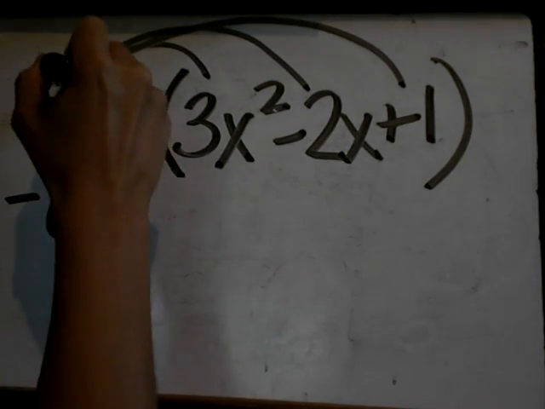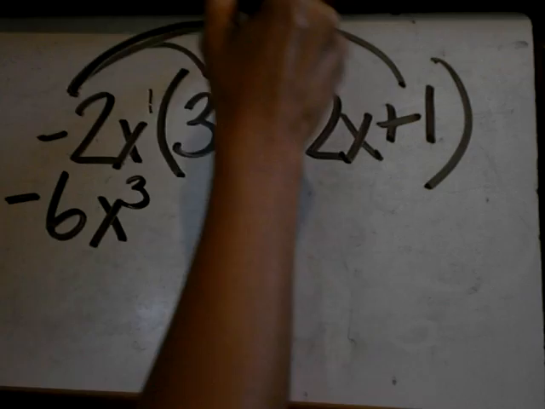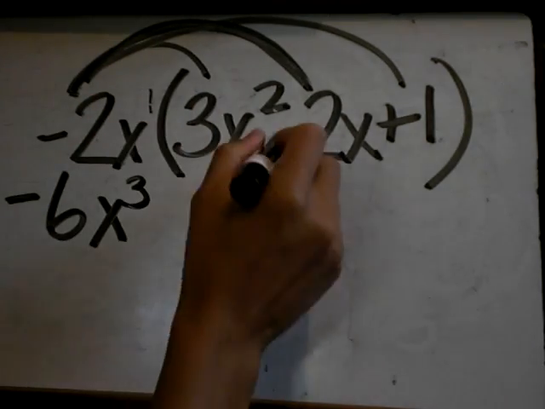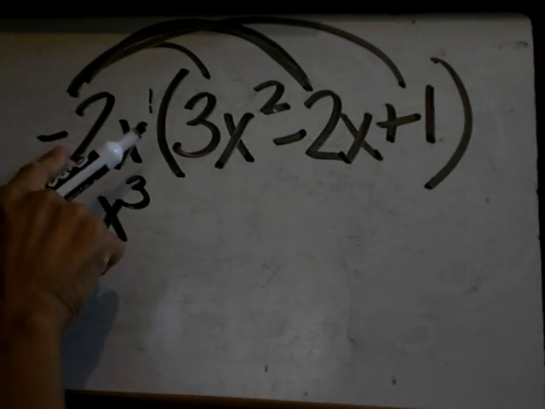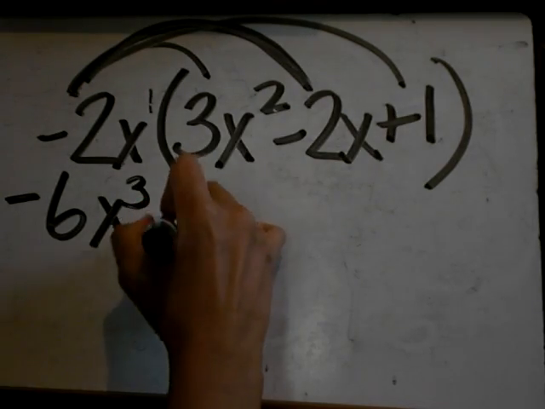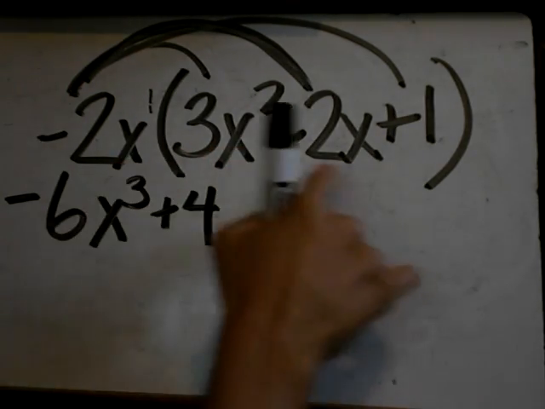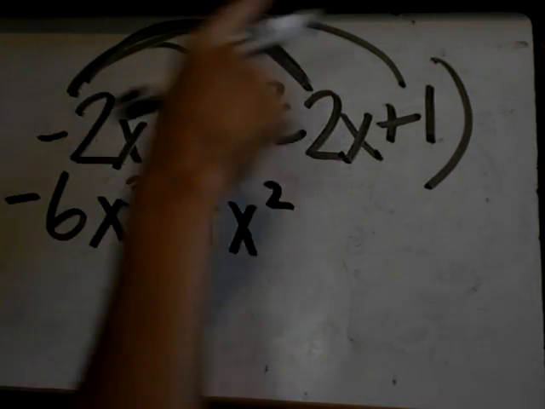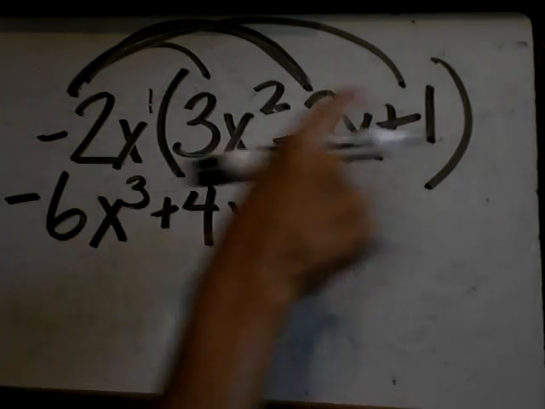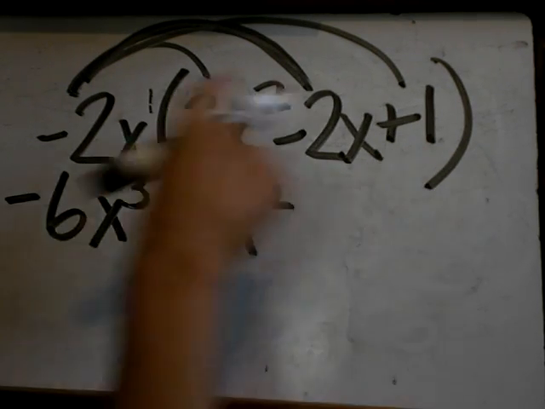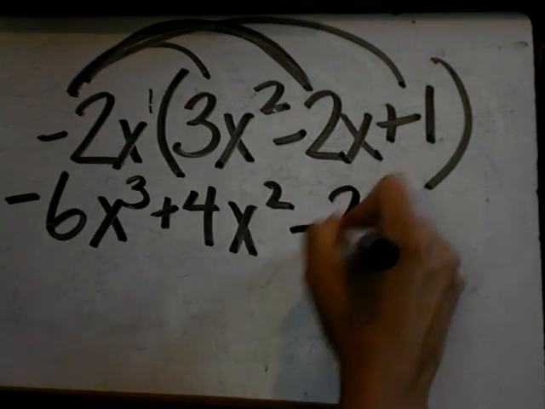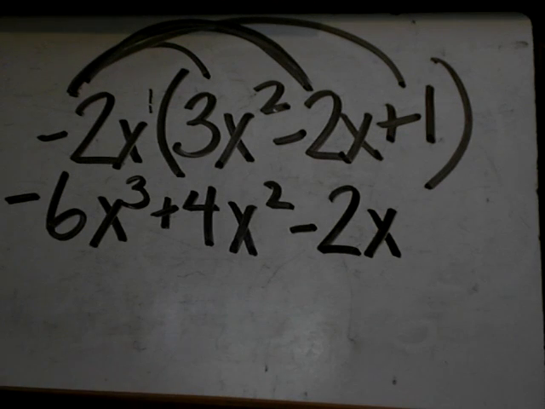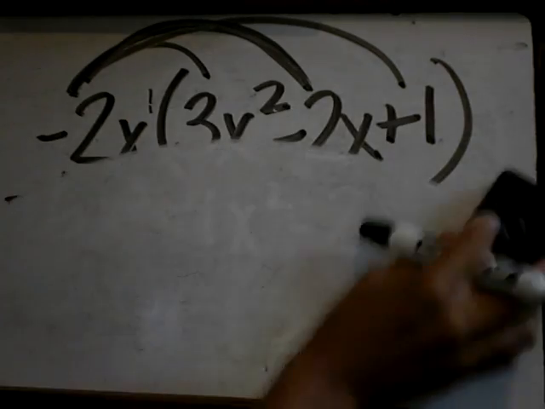Now let's move on to negative 2x times negative 2x. Negative 2 times negative 2 is positive 4. x times x to the second power. And now let's move on. Negative 2x times 1: anything times 1 is itself, so I'm going to bring down that negative 2x. All right, now let's move on to something a little bit more challenging.